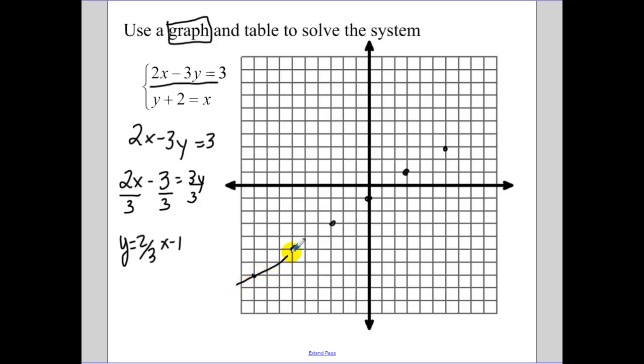And now draw in that line. And obviously you guys are going to be using a straight edge when drawing in your lines. The bottom equation, solving the bottom equation for y, we have y plus 2 is equal to x. So if I solve, we get that. So our y-intercept here is negative 2. I go up 1 over 1, up 1 over 1, up 1 over 1. And drawing in that line.